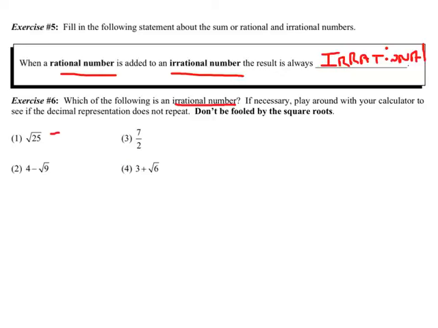Well, we know this one turns out to be 5, so that's rational. It ends. This is 4 minus square root of 9, which is 3, so that's equal to 1. That's rational. This is just a fraction, which we already know if it's written in fraction form, it's rational, so that's 3.5. But this one right here is going to be the one: if you add the two together, 3 onto whatever square root of 6 is, you will get a number that continues without repeating. It does not end, does not repeat. So there's your answer, irrational.